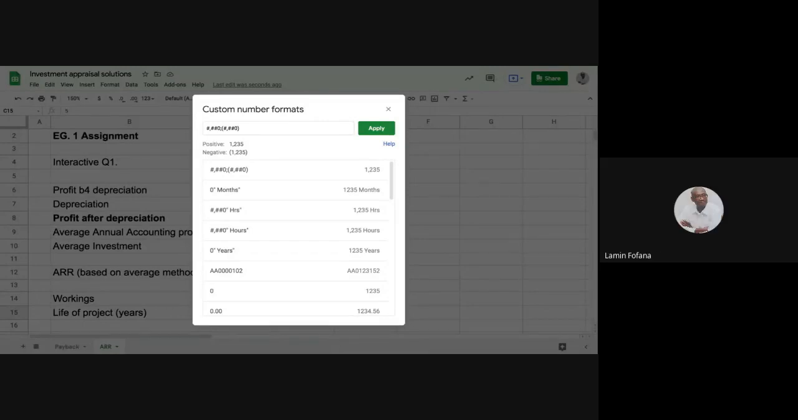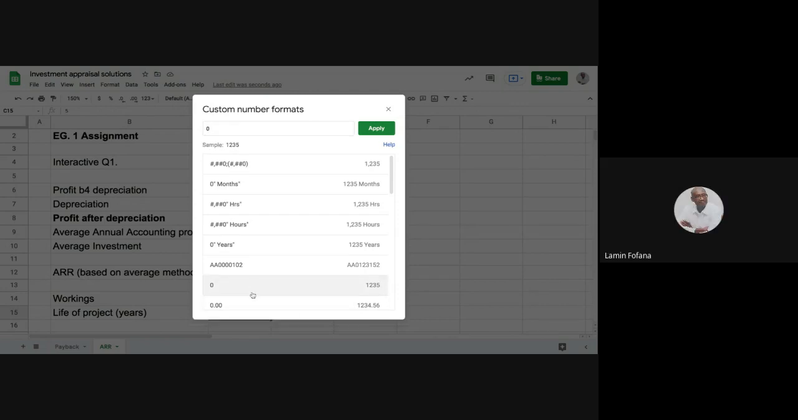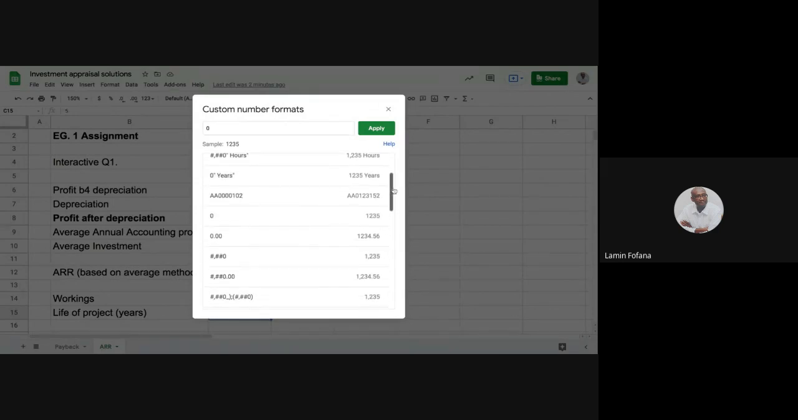So what do I do next? You click on 0. I pick on 0. The reason why I want to pick on 0 is because I want my years not to have any decimals. Okay? Equally, if I pick this one, it's also fine because in case the years are more, I'll have a 1,000 separator. So let's use this one this time around. So what do I do next, Karamo?